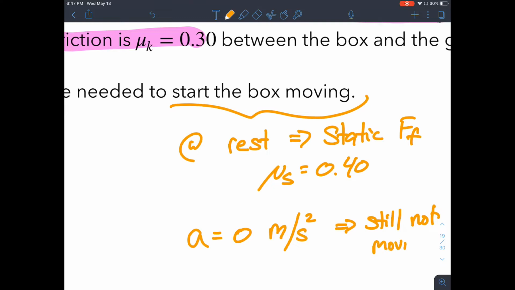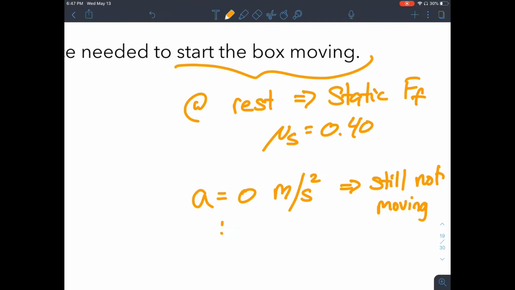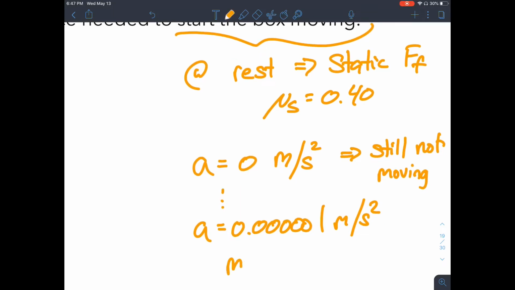Okay? Anything more than that, if we were to look at even an acceleration of 0.000001, okay, that is essentially 0. So anything more than this value that we find with an acceleration of 0 is going to give us a box that's going to move. Okay, this is the minimum force needed in order to get this thing moving. Okay, this acceleration equal to 0.